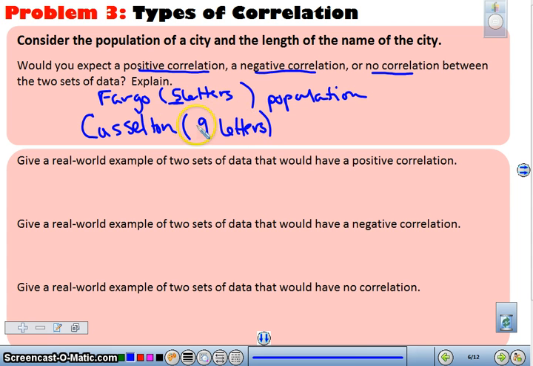This is why there's no correlation, because Fargo has a bigger population than Castleton. The number of letters has nothing to do with the population.